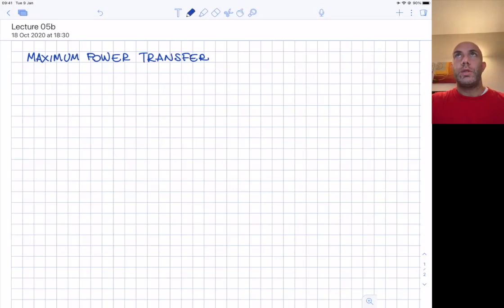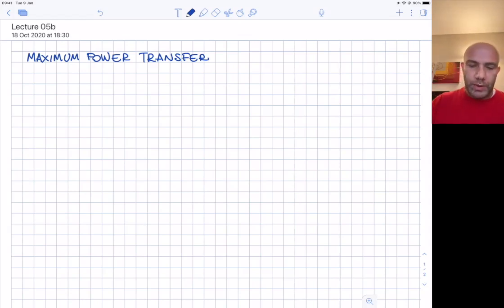Now, let's introduce a new topic that is not related to a specific technique to solve exercises, but it is an interesting topic that allows us to understand how power is delivered to a load.